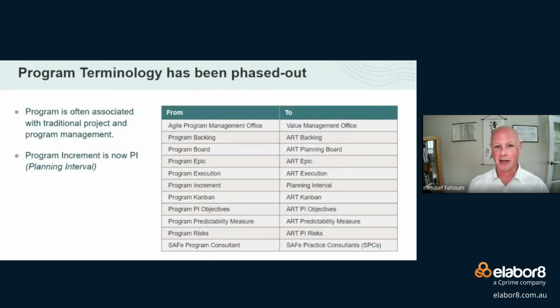It's actually easier to say now because usually it was program board, program backlog, but now almost everything that's program is changed to ART. To be very specific, we're talking about the Agile Release Train backlog. We're talking about, from the Agile Program Management Office, now we're talking about Value Management Office. As James said, we're really talking about delivering value. So VMO is helping coordinate that discussion in all our value streams and what that value looks like across the board.